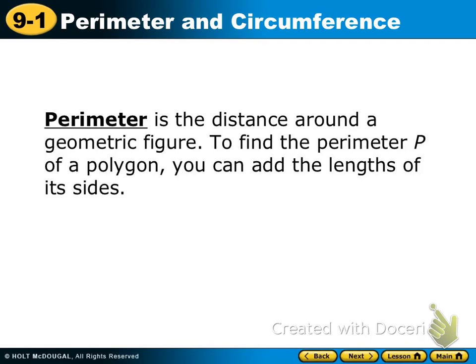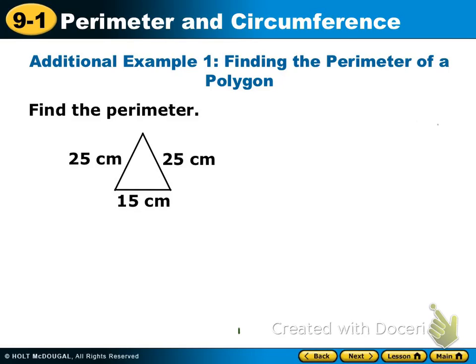So if you're looking for the distance around the outside of something, that's when you're looking for the perimeter. And you find that by adding up the lengths of all the sides of that shape. So here's a triangle, and for this triangle, we're going to find the perimeter. Noticing on this triangle, you have two sides that are congruent, here and here. So just as a little background knowledge, remember that this is an isosceles triangle.